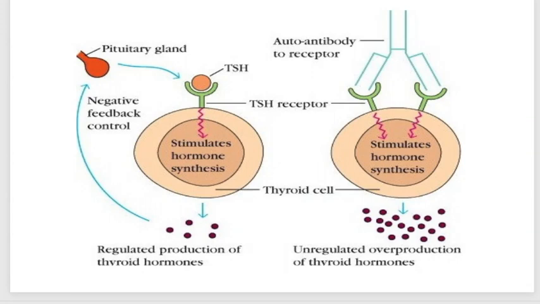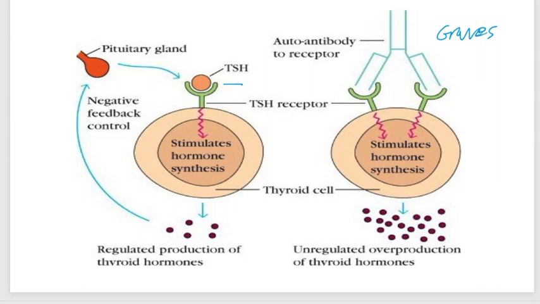So what happens normally is we have that pituitary release of the thyroid stimulating hormone, which binds as a ligand onto the TSH receptor, stimulates hormone synthesis, regulated by negative feedback control. What happens in Graves' disease is we have an antibody to the receptor. It stimulates the hormone and produces unregulated production of thyroid hormones, and there is no turning off of this, and that's where we get it.